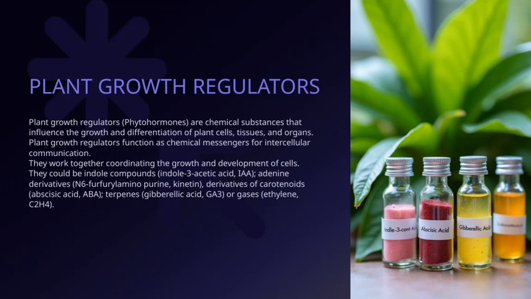Plant growth regulators, also known as phytohormones, are chemical substances that play a crucial role in influencing how plant cells, tissues, and organs grow and differentiate. Think of them as messengers that facilitate communication within the plant, ensuring that various parts develop in harmony. These regulators work together to coordinate the growth and development processes across different cells, maintaining the plant's overall health and functionality. They come in various chemical forms.